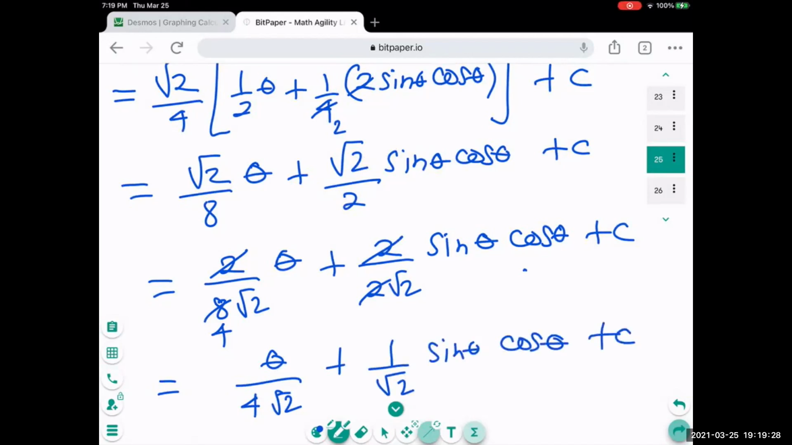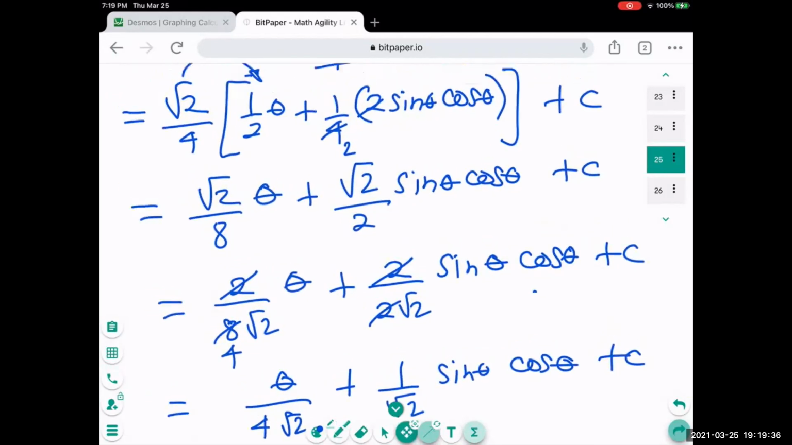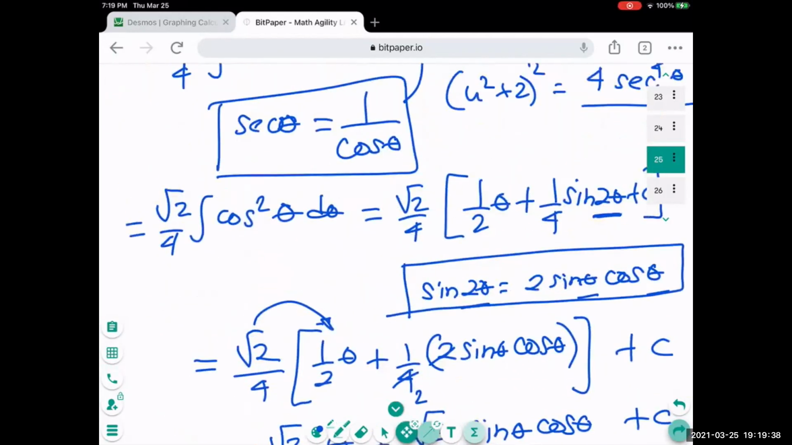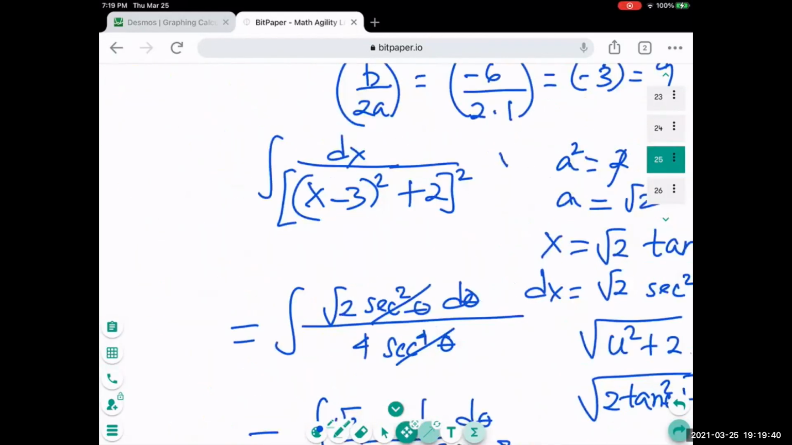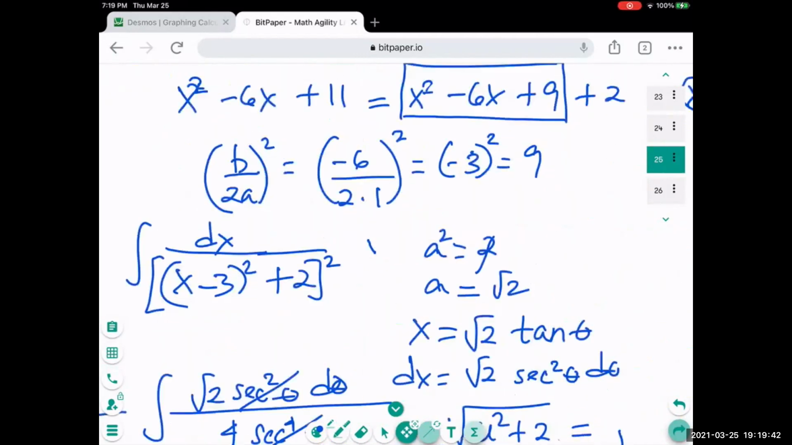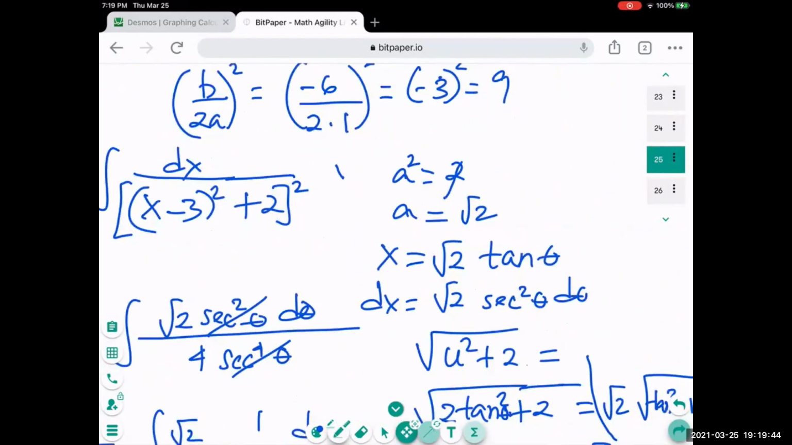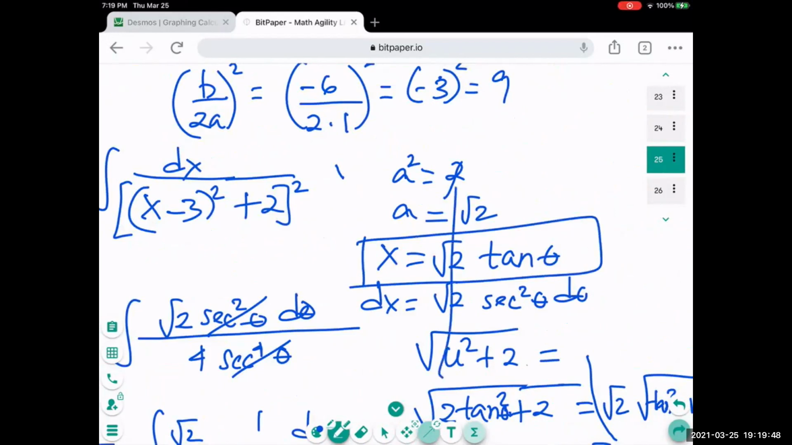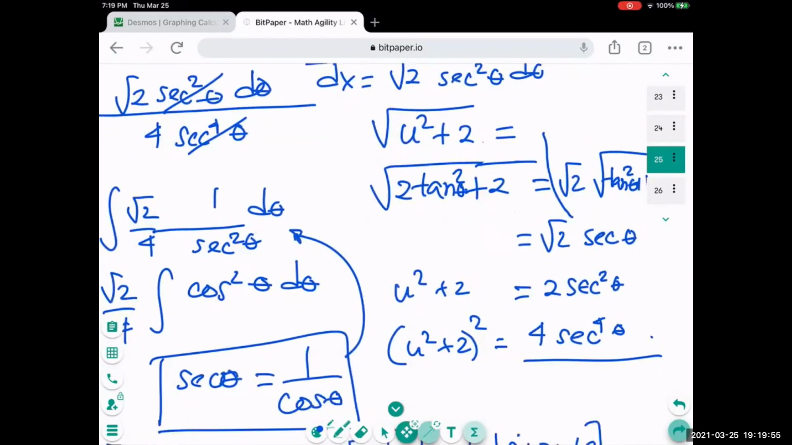All right. So we're not yet done. What was our original relationship between x and theta? We said that x equals square root of 2 tangent theta. So let's try to write it down here.